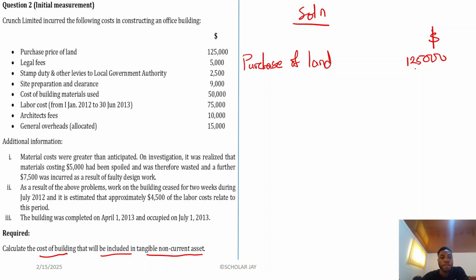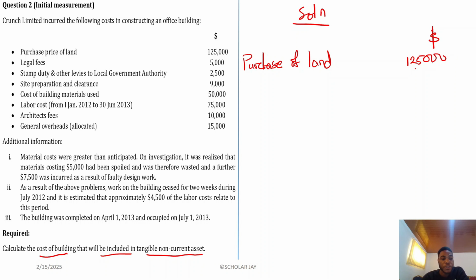It will be included. General overheads allocated. Now, general overheads that are being allocated are part of the excluded costs. Okay, so we are not going to include general overheads as part of the cost of an asset. It's not directly attributable, right?